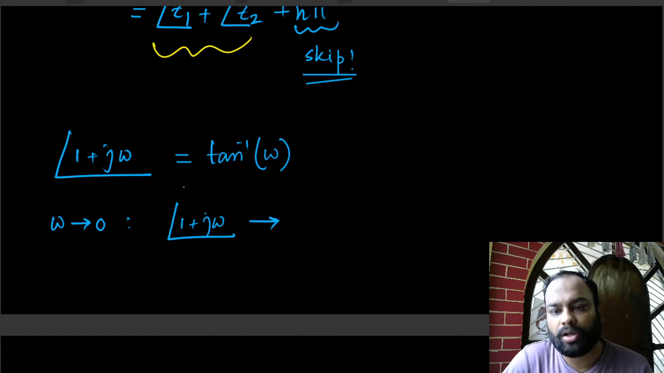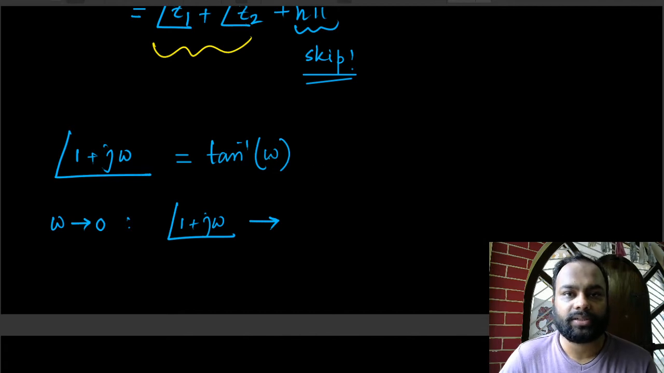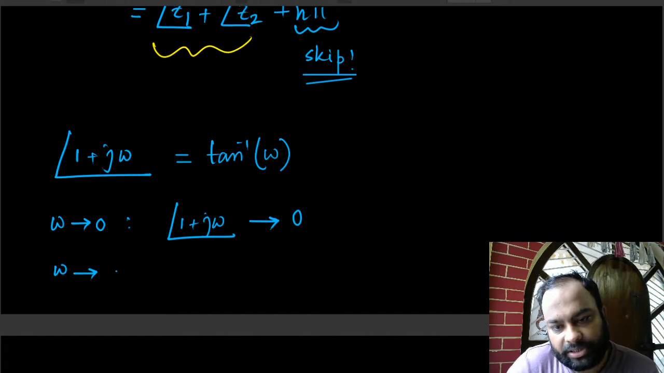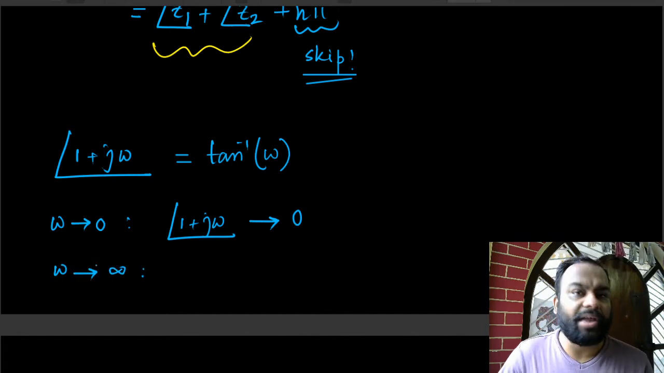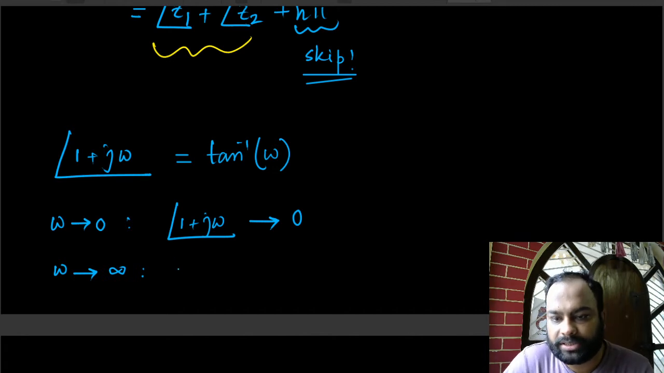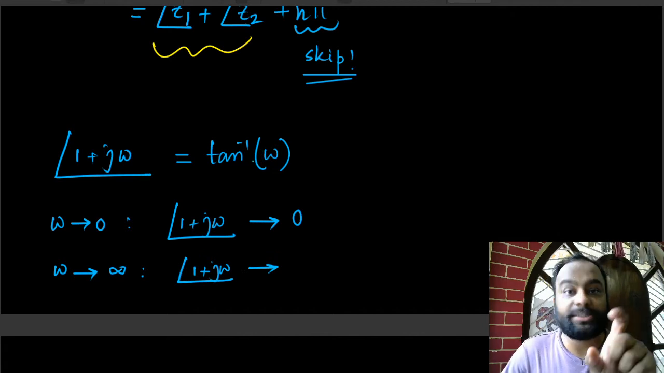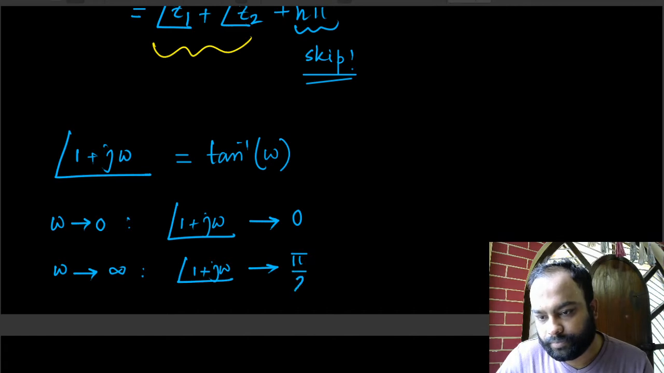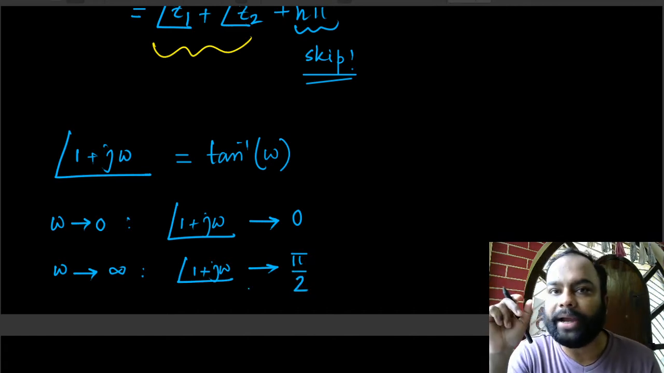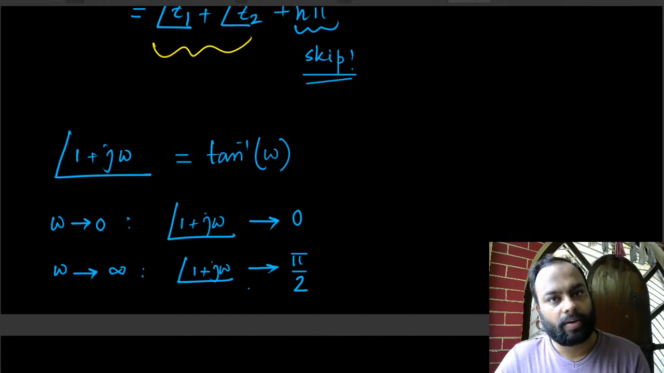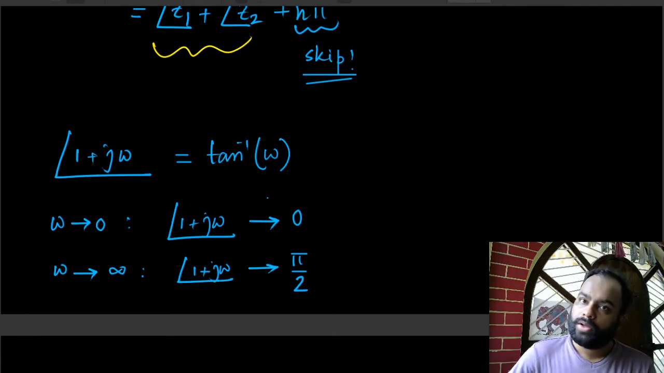When omega is very small, what is the angle of this? That's 0, because tan inverse 0 is 0. But when omega is very large, very high frequency, for example, what is the angle of this? That's going to be tan inverse infinity. But what is tan inverse infinity? Tan inverse infinity is pi by 2, right? Got it? Very good.